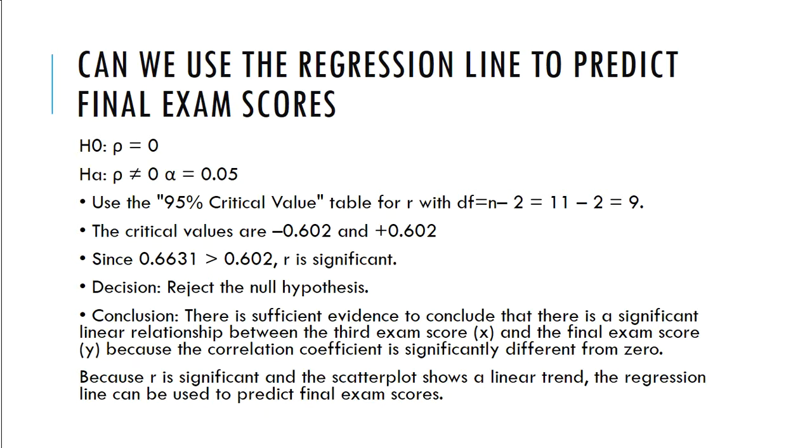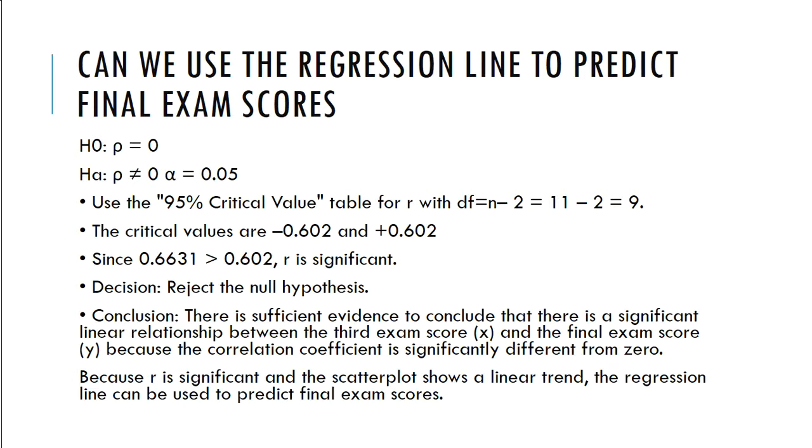So I'm going to go in the table, like I said, on page 662. And if I go down to number 9, my critical value is 0.602. And I've got to make that a negative and a positive. So what I'm looking for is since 0.6631 is greater than 0.602, R is significant. So that means I'm going to reject my null.